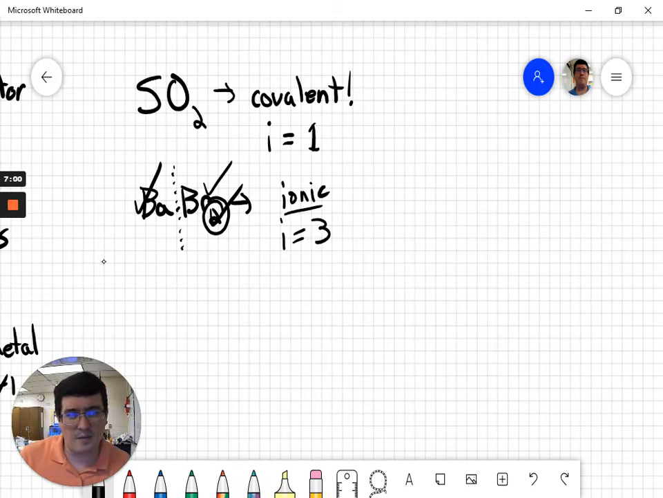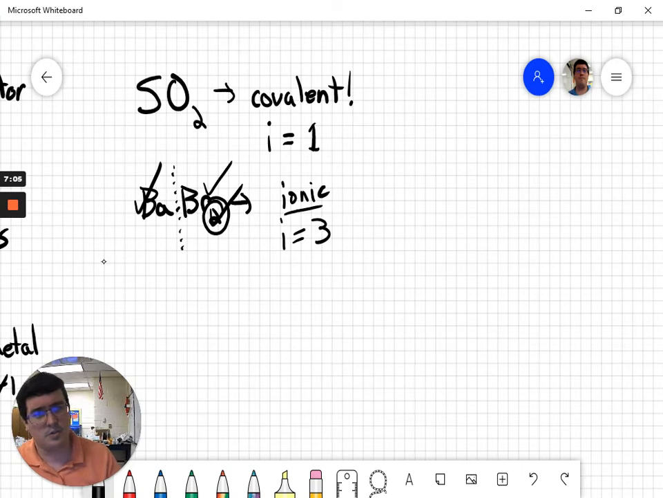How did I know this was ionic, by the way? Just a quick reminder, right? Barium's way over on the left-hand side. It's in group 2. Bromine's on the right-hand side. So that one had I equals 3. I'm going to stop writing covalent and ionic and just go straight to the I's from this point onward. I'm going to throw a little noodle at you, a little head scratcher.